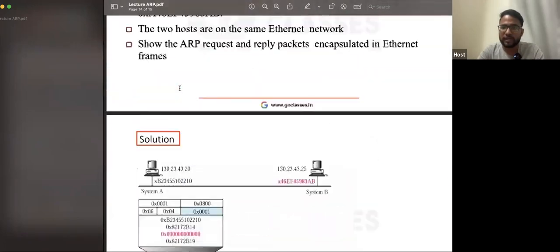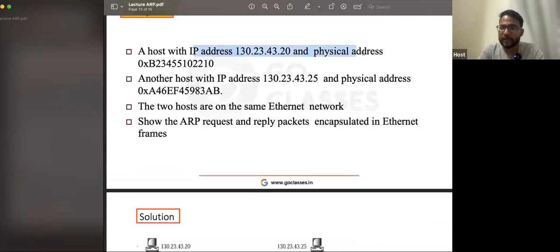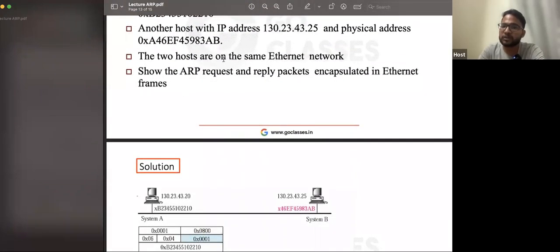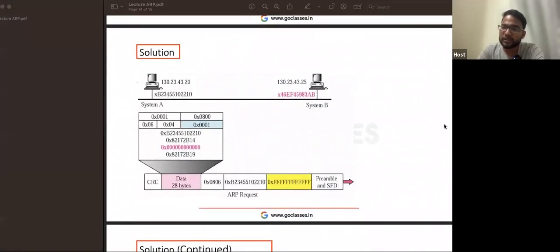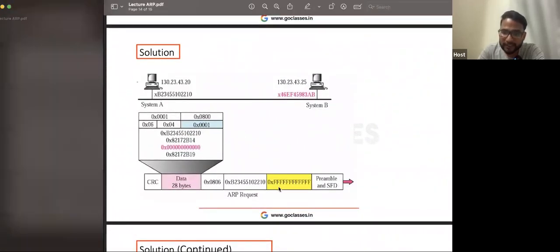So see here, suppose the host IP address and the MAC address are given. Another host IP address and MAC address are also given. These two hosts are on the same network. So for the ARP request, if these two hosts are in the same network, it will put in the destination IP address in the ARP, the source IP and destination IP.